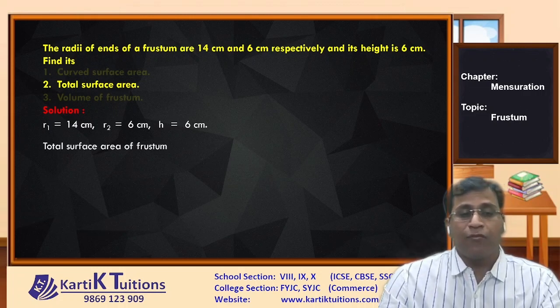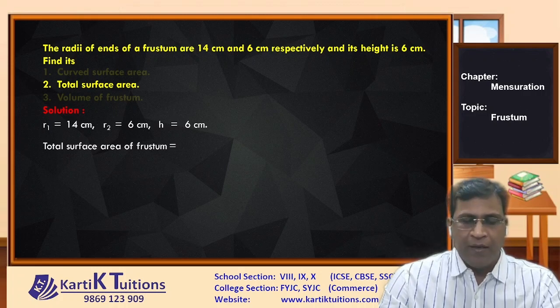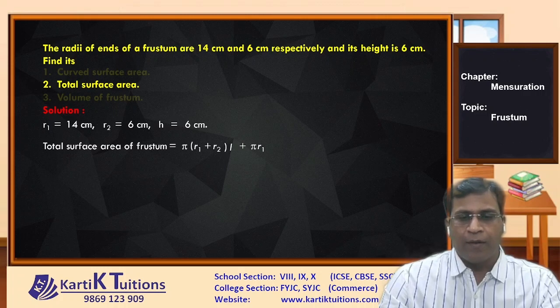Now what is the formula for total surface area? Pi into R1 plus R2 into L plus pi R1 square plus pi R2 square. Am I correct? Now let's start. Look, we have already found the first value, so we just have to substitute.